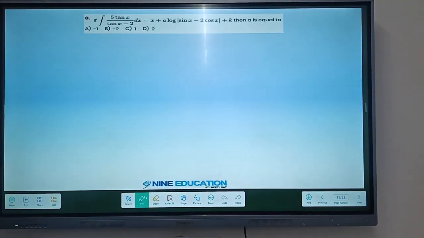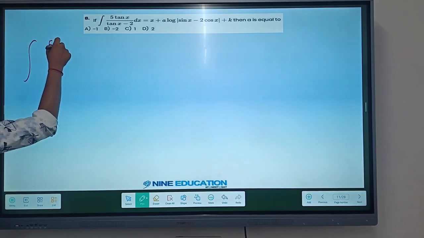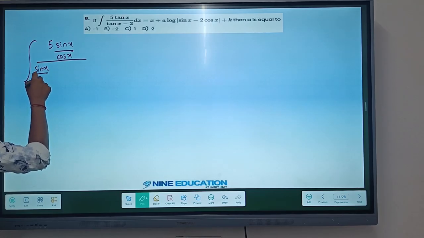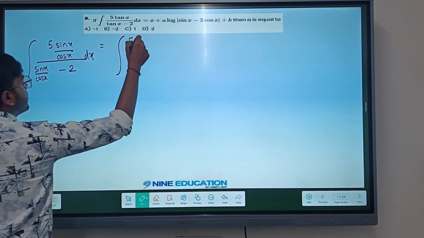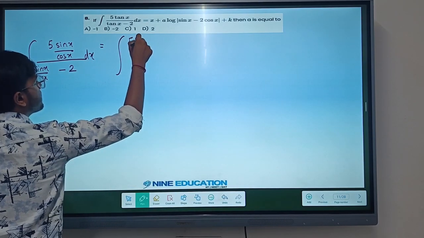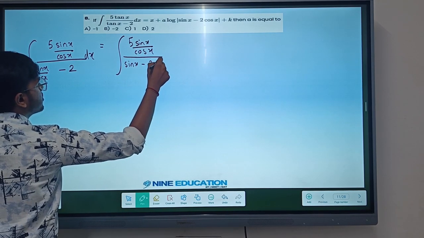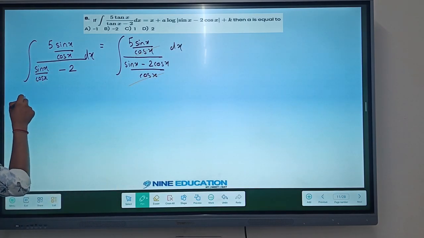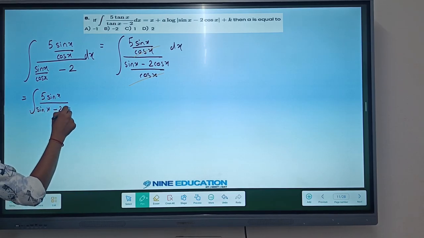So next question on indefinite integration. What we are given is the integral of (5 tan x) by (tan x minus 2) dx. So I'll convert everything to sine and cos first. So what will I get? 5 sin x divided by cos x, whole divided by sin x by cos x minus 2. If I simplify it further into dx, what will I get? 5 sin x divided by cos x, whole divided by (sin x minus 2 cos x) divided by cos x, dx. So cos x cancels. What remains? 5 sin x divided by (sin x minus 2 cos x) dx.